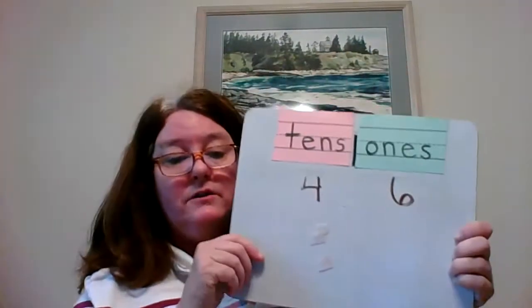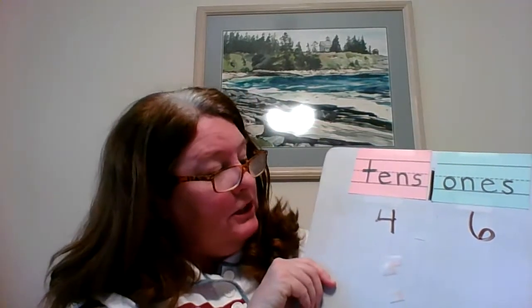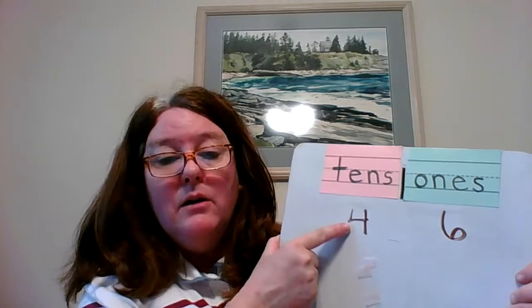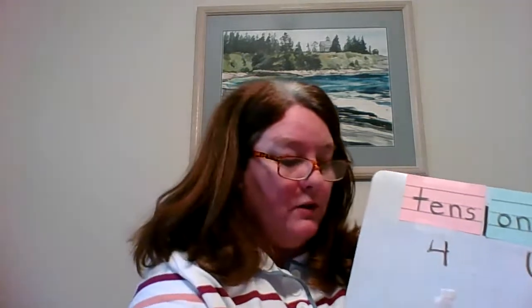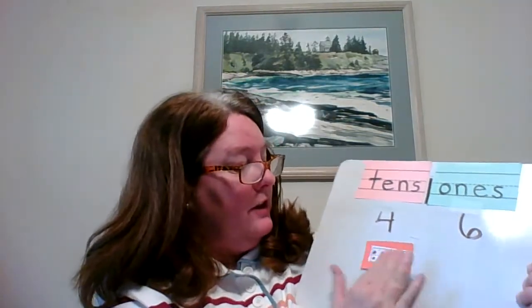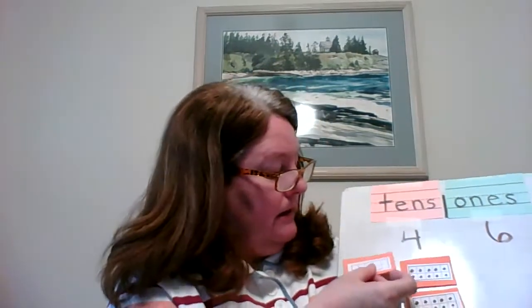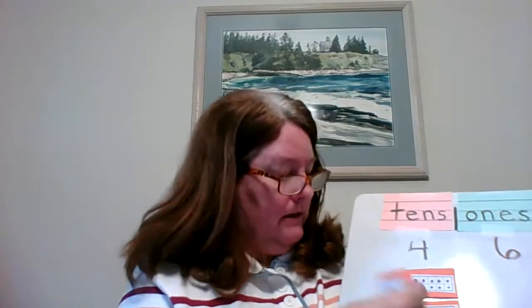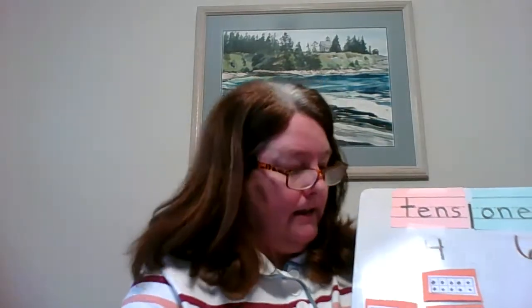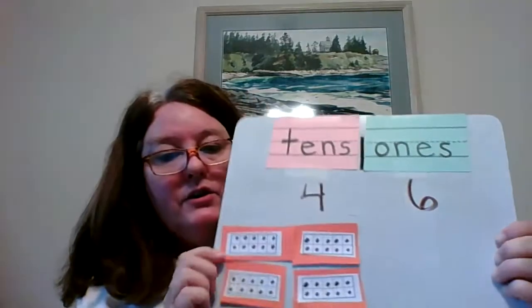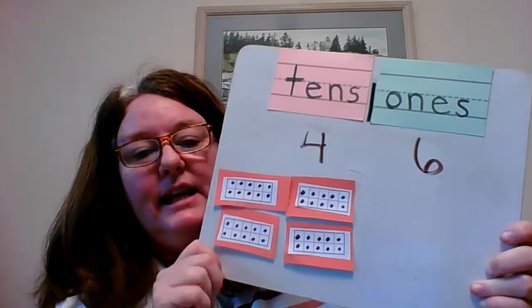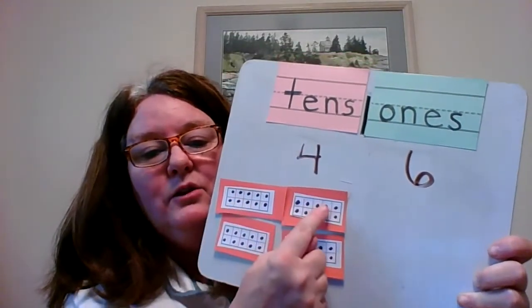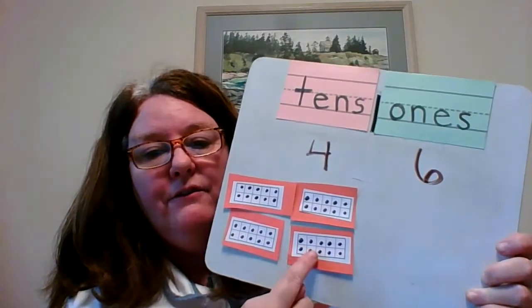All righty, our number is 46. So I'm going to look at my 10s and think, how many 10 frames that are all filled in do I need? Oh, I see a 4, so I think I need 4 10 frames that are all filled in. There's 1, there's 2. Whoops, that one's not filled in. Here's 3, and here's 4. So for 46, I have 4 10 frames all filled in. Count it with me. 10, 20, 30, 40.